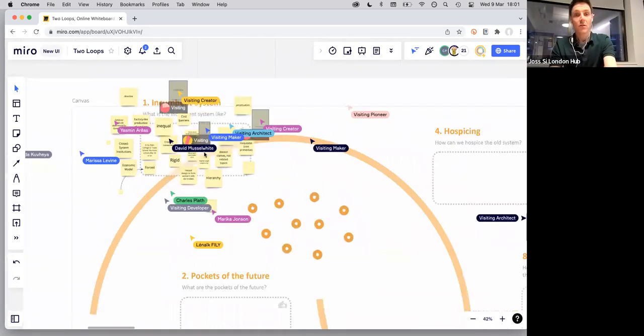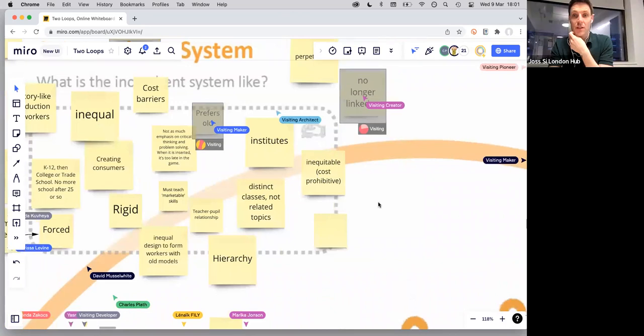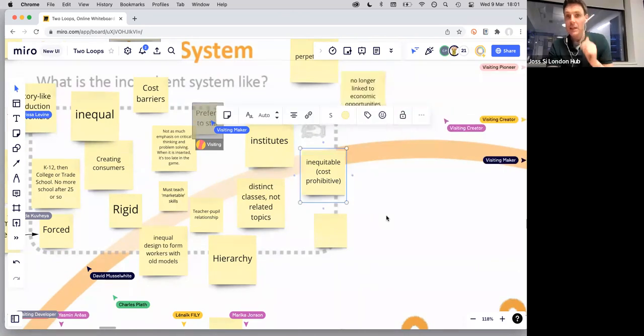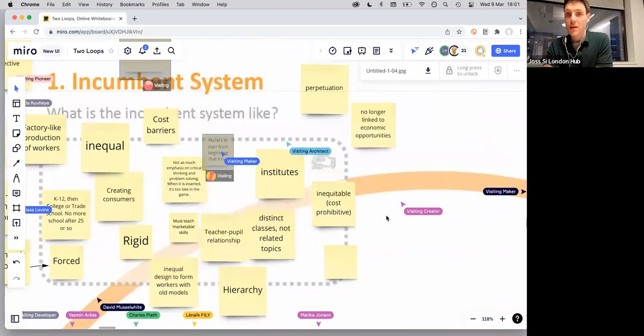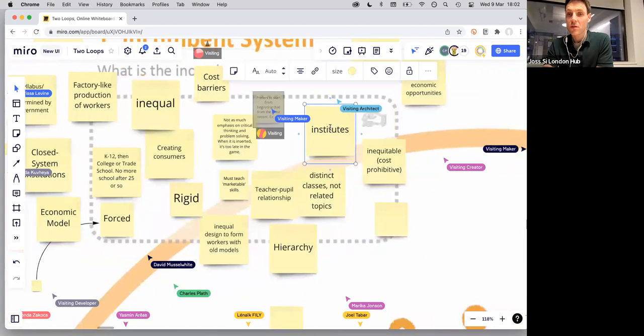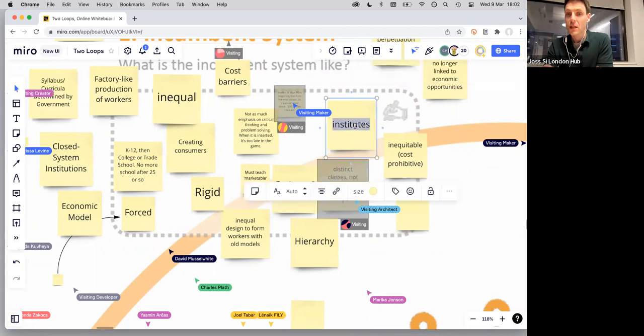Okay, let's take a quick look at what you've come up with. So, characteristics of the existing system. Inequitable, cost prohibitive. Okay. Perpetuation, no longer linked to economic opportunities. Institutes. Okay, what do we mean by institutes? Someone want to talk about that? It's done by formal organizations, I guess is what you're saying. Okay.